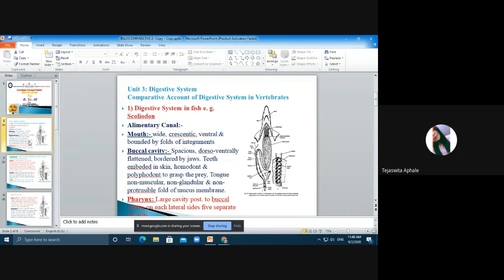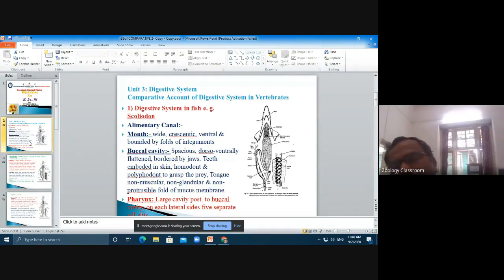Okay, the title is given: comparative account of the digestive system in vertebrates, and the example we are considering here is the Scoliodon. So let us learn about the digestive system in the first class, that is the fishes. From fishes onward we are passing towards the amphibians, then the reptiles, birds and the mammals. So today let us consider the digestive system in case of the fishes and in amphibians. Here the example from the fish is Scoliodon.